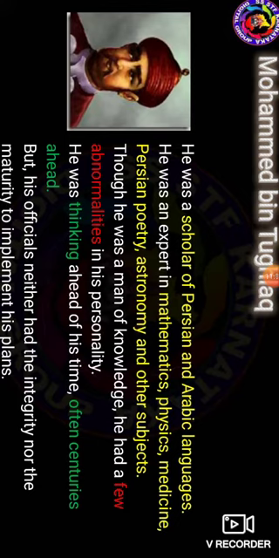He had a few abnormalities in his personality. He had plans that were ahead of his time by centuries, but his officials had neither the integrity nor the maturity to implement those plans. So how did Muhammad bin Tughlaq carry out his administrative reforms, especially the revenue reforms?